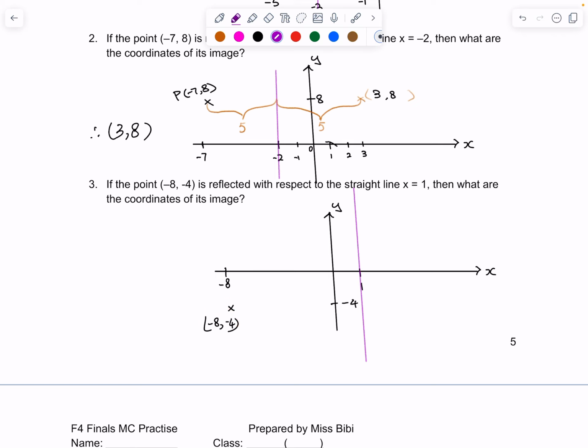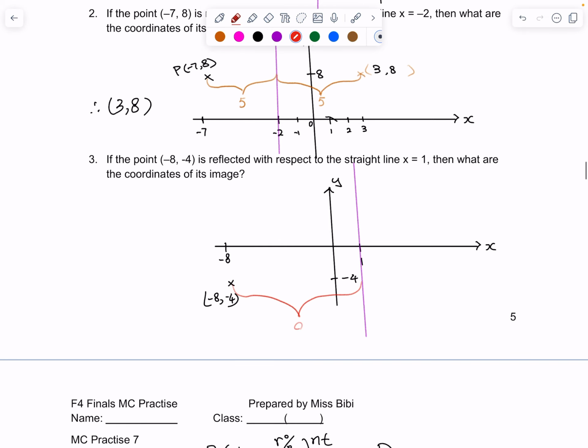What's the distance between you and the mirror first? You have 8 steps here, 1 step here. So in total you have 9 steps. So how many steps do I need at the back? I also need to have 9 steps. So you started at 1. You need 9 more steps. Where will you go to? 10. So that's where your new point is.